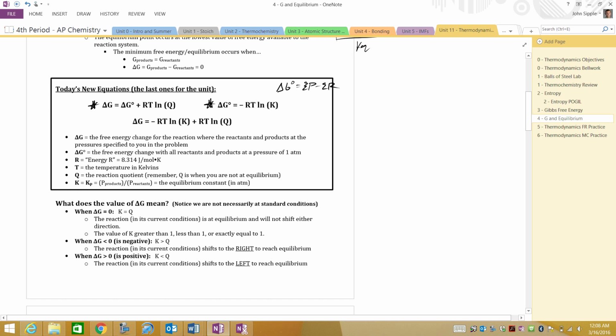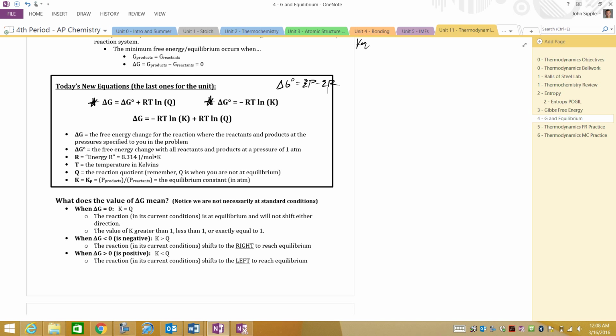One thing that we want to be aware of is the R value you want to use. If you look at that, that's in joules. We want kilojoules, so we always want to be operating there. So we're going to use 0.008314 kilojoules per mole per K, for Kelvins.